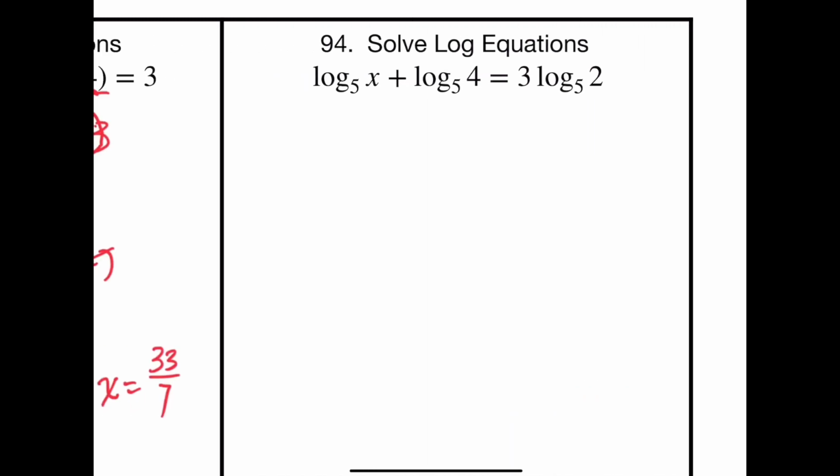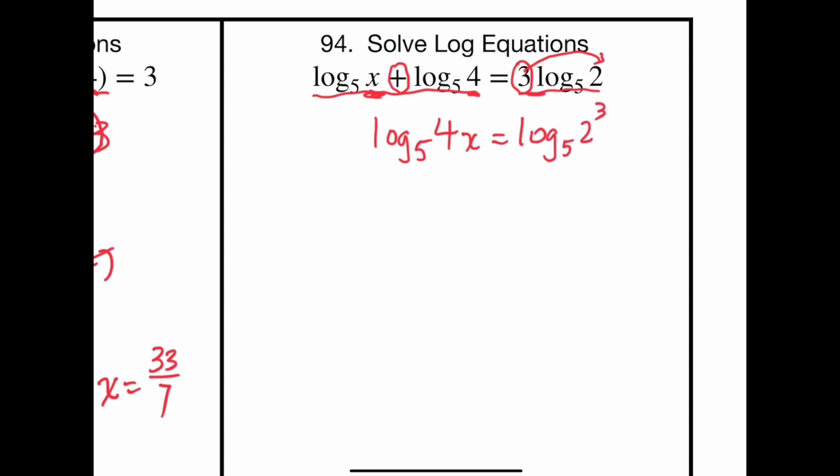Problem number 94 is solving log equations. It says log base 5 of x plus log base 5 of 4 equals 3 log base 5 of 2. So the first thing I'm going to have to do is condense the logs on the left side and condense the logs on the right side. Since this is addition of logs, my two arguments x and 4 are being multiplied. So the left side would condense to log base 5 of x times 4, which is 4x. On the right side, since I have a 3 out front and these are being multiplied, remember that indicates an exponent. So this would be log base 5 of 2 to the third.